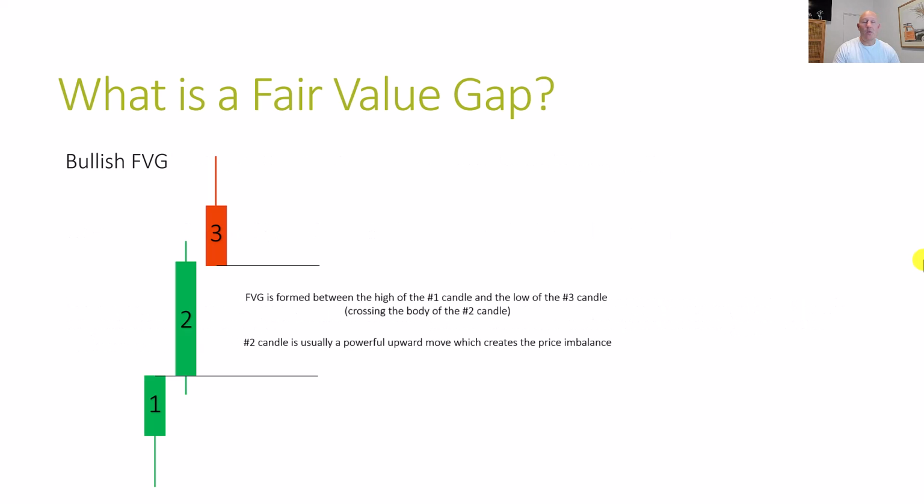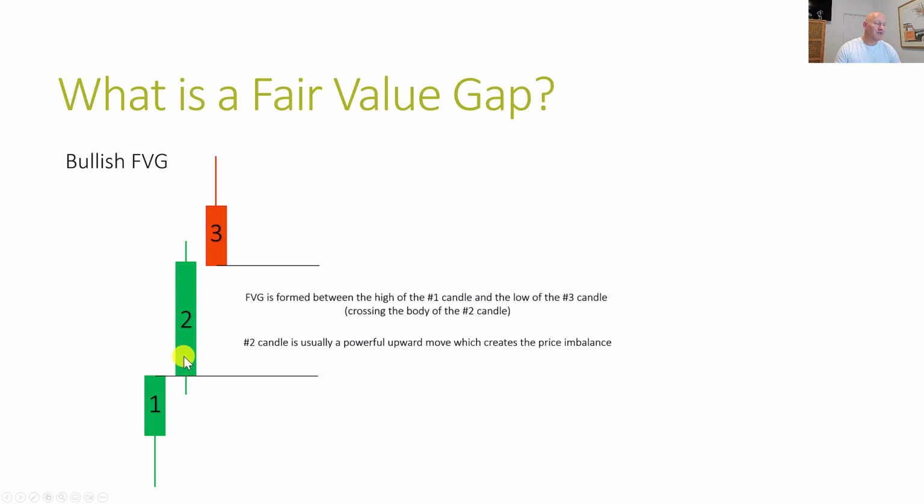So next, what is actually a fair value gap? As I mentioned before, we have both bullish and bearish fair value gaps. And so we'll start with what a bullish fair value gap would look like. A fair value gap, as I mentioned, will have a 3-candle formation. So 1, 2, 3 candles. And the fair value gap on a bullish formation is formed between the high of the first candle and the low of the third candle. And so a fair value gap crosses the body of that second candle.